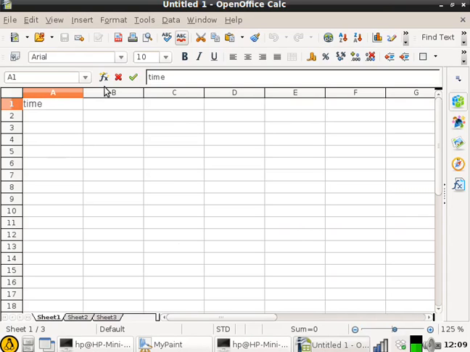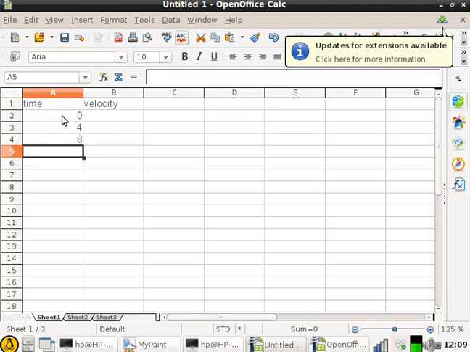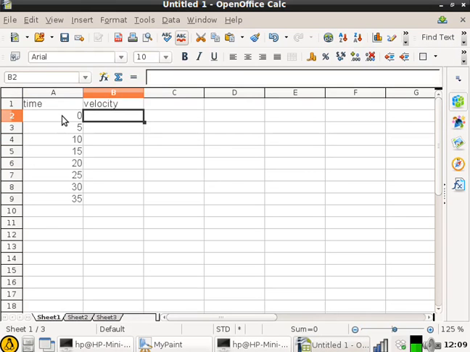Would you be so kind as to read out the times to me, please? Do they go up in 5s? 0, 5, 10, 15, up to 35. Okay, and velocities? 0, 4, 8, 12, 12, 12, and then 6, 0.